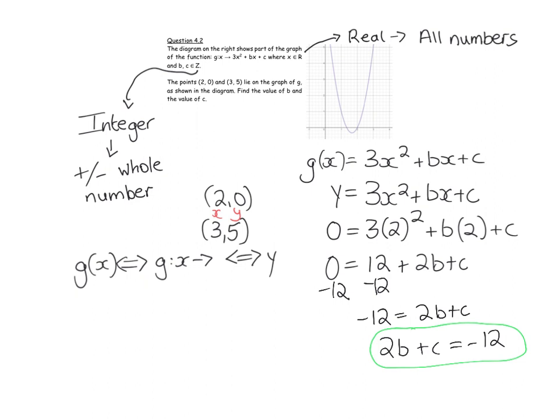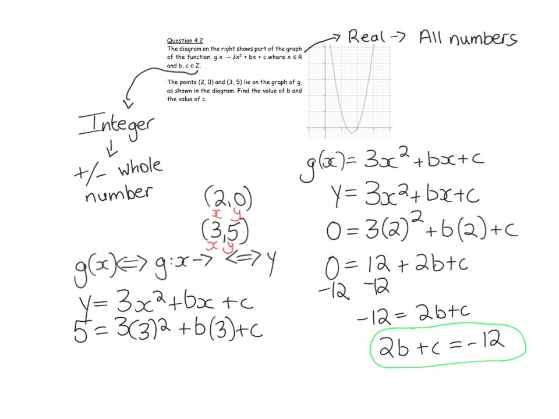I'm going to sub in the second point here now. So the second point we have 3 and 5. So the x is 3 and the 5 is y. So again, I'm going to rewrite down. So y is equal to 3x squared plus bx plus c. So we have y is 5, so I'm going to replace y with 5, and then 3 times 3 squared plus b times 3 plus c. So this here will stay as 5. This becomes 27 plus 3b plus c.